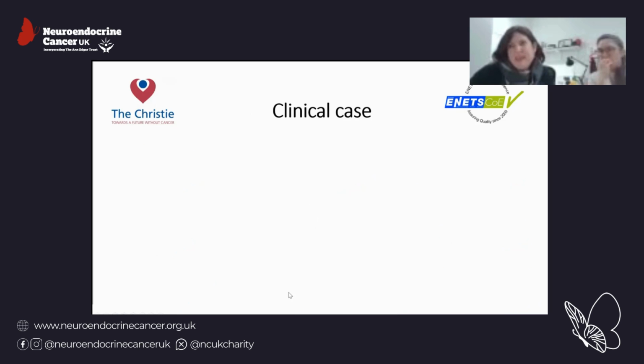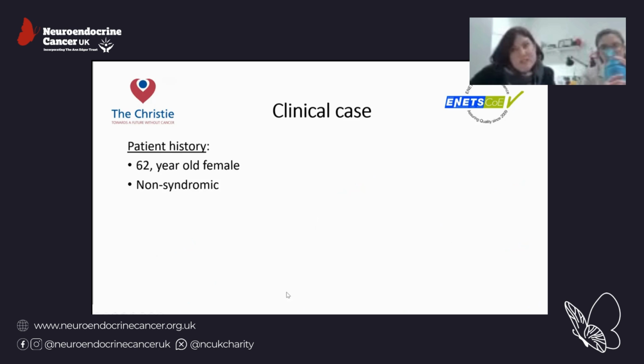So this is the clinical case I'm going to discuss, and it's made up, it's fictional, but it's similar to what we discuss most weeks. So this is a 62-year-old female, non-syndromic. Her ECOG performance status was 0, so very fit, up and about, active, normal activities of daily living.